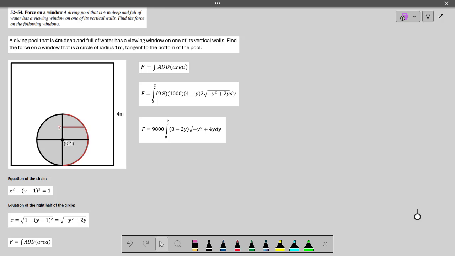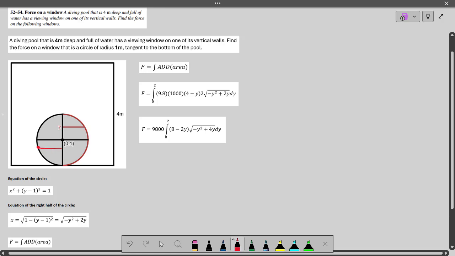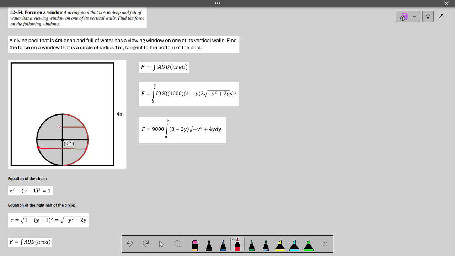So the idea here is that we've got a 4-meter deep pool filled with water, and we've got this circular viewing window that's tangent to the bottom of the pool, and the radius of this viewing window is 1 meter. Okay, so we've already seen that we need to use a horizontal integration element. So we're going to go all the way across that window. It doesn't matter where we draw it, but we can draw it right here. So there is our width right there. That is the width that we need to find.